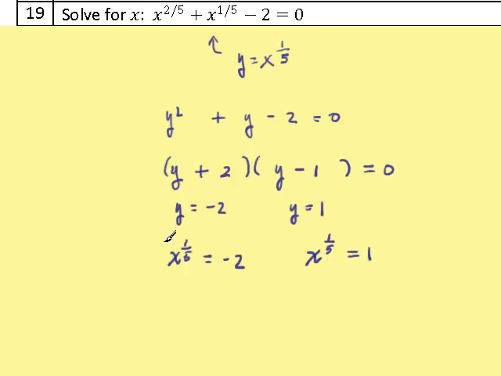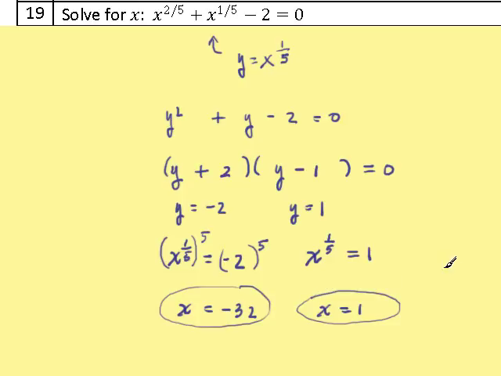And now we're going to raise both sides to the exponent 5. So here we get x is equal to minus 32. And here we have x is equal to 1. Since we didn't raise both sides to an even exponent, they're both valid solutions. We raised both sides to the odd exponent of 5. You can check this in any case, just to be on the safe side, but these are valid solutions.